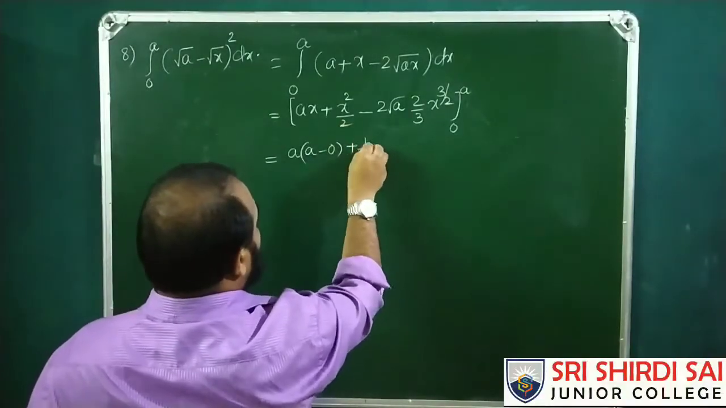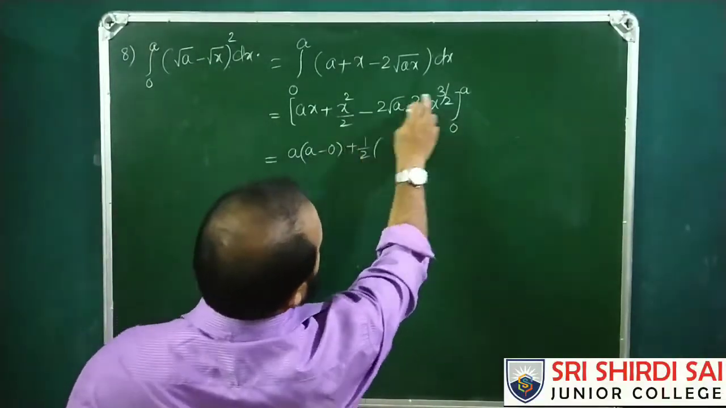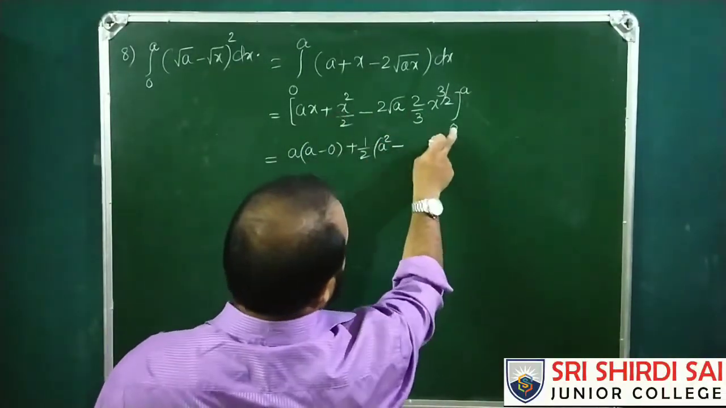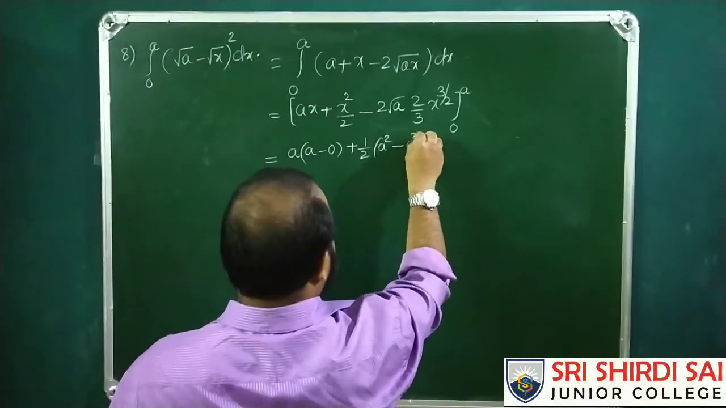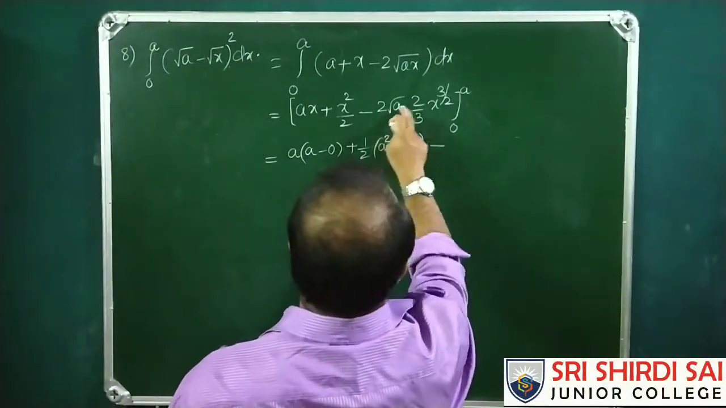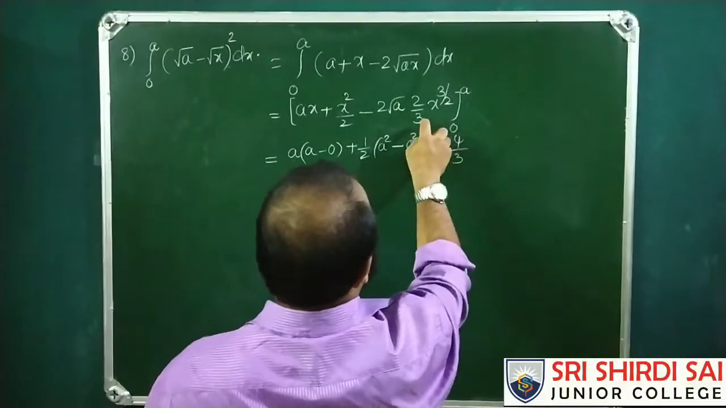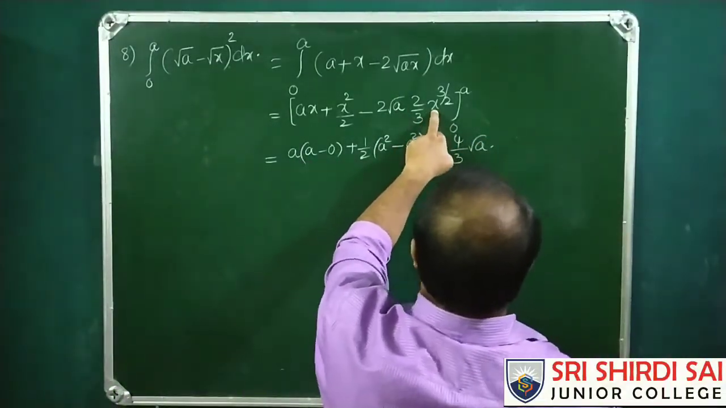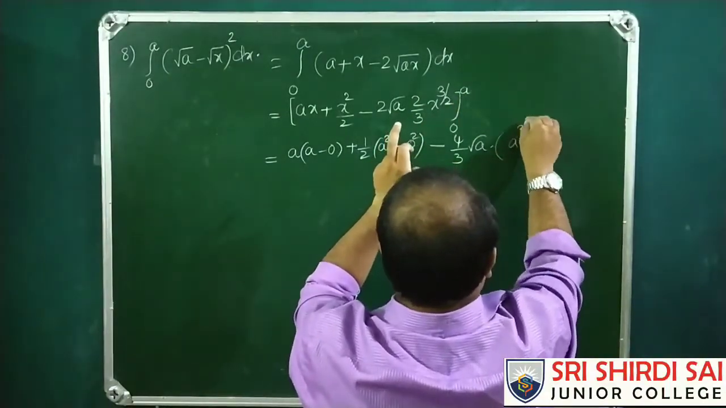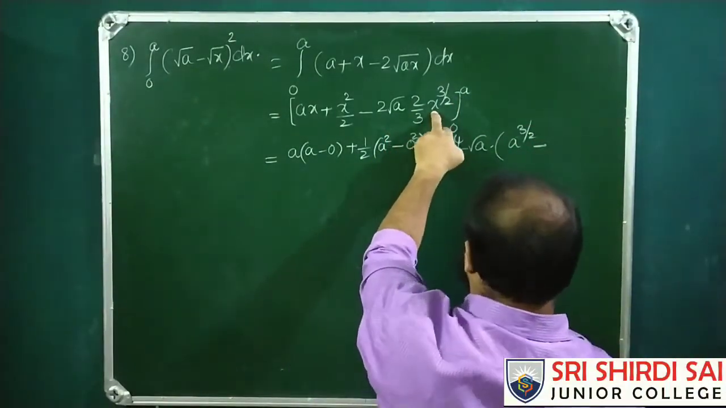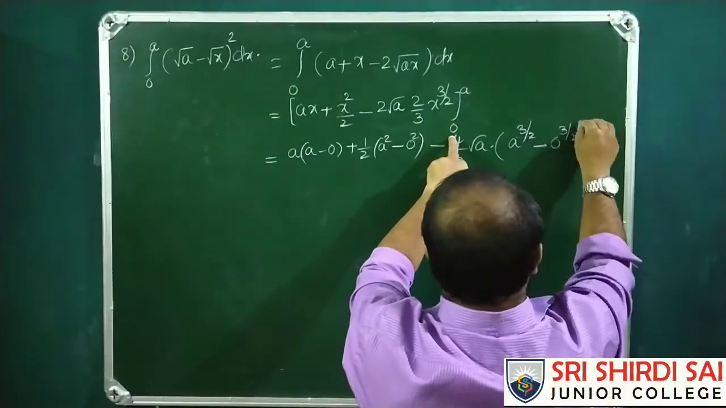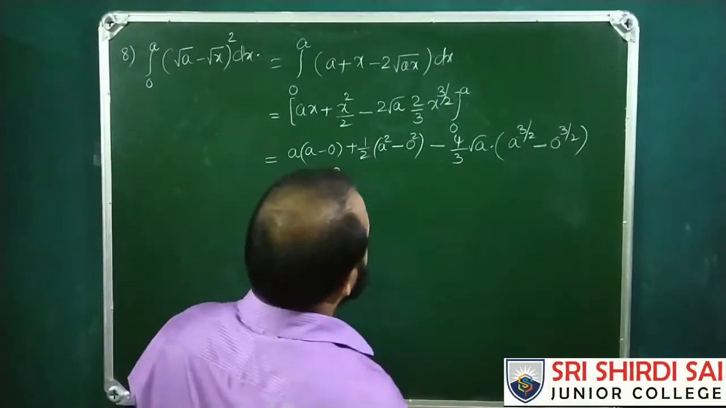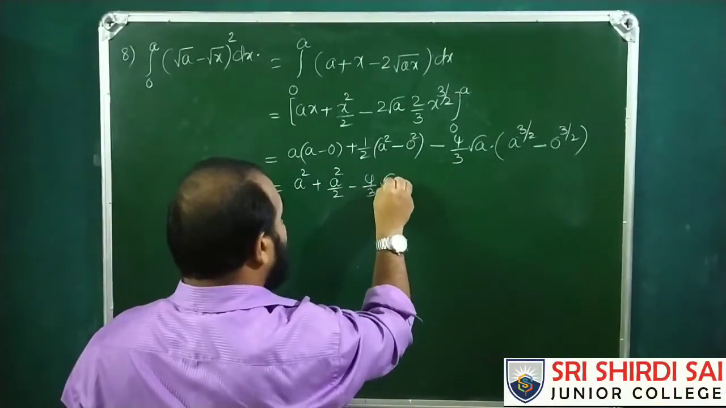plus 1 by 2 into, in the place of x, upper limit a square minus, in the place of the same x, lower limit 0 square, minus 2 into 2 is 4 by 3 into root a into, in the place of x, upper limit a power 3 by 2 minus, in the place of x, lower limit 0 power 3 by 2. This is a square by 2, minus 4 by 3 root a.